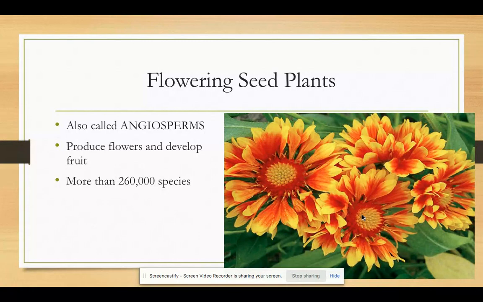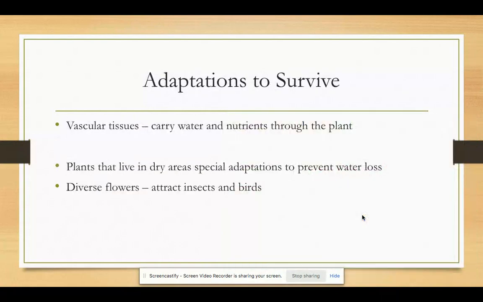And here you have more than 2,600,000 species. So this is our most common, and we have lots of different species. These plants have adaptations to survive. They include vascular tissues, which carry water and nutrients throughout the plant. And these plants can also live in different areas depending on what adaptations they have. So they live in dry areas with specific adaptations to prevent water loss, like the cactus. And they also have diverse flowers that attract insects and birds.